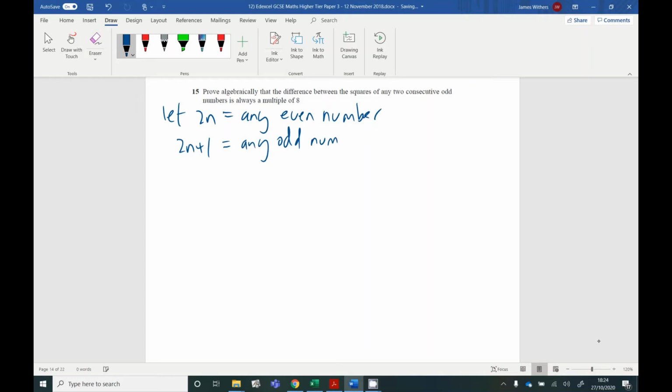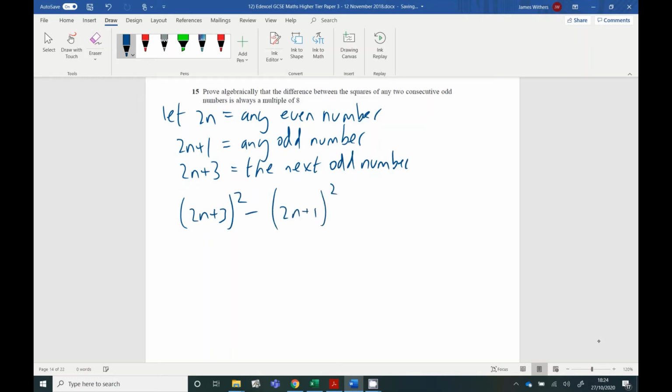Now this question is talking about consecutive odd numbers. Now the next odd number after any odd number is 2 further on. So if 2n plus 1 is any odd number, then 2n plus 3 is the next odd number. Now this question is asking us to look at the difference between the squares of any two consecutive odd numbers. So this difference is going to be when we square the second odd number and take away the square of the first odd number. We're squaring the second number, we're squaring the first odd number, and we're taking away.